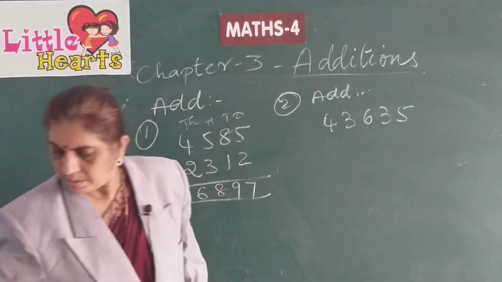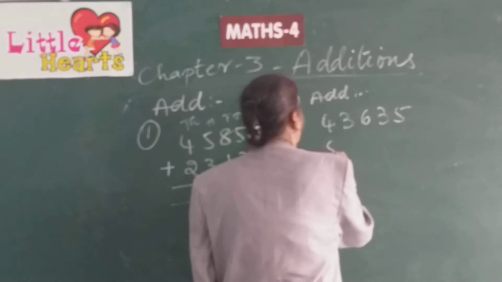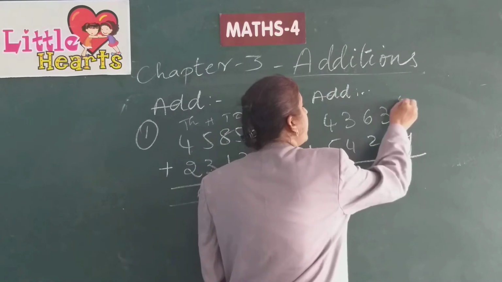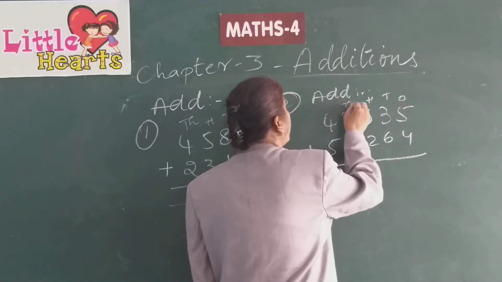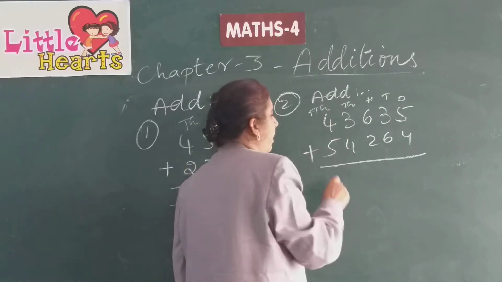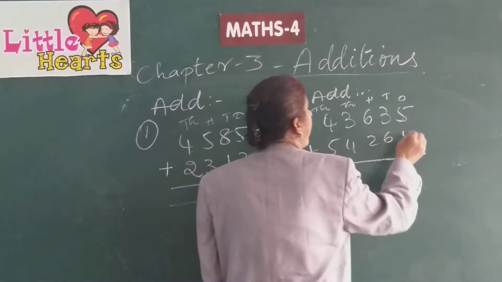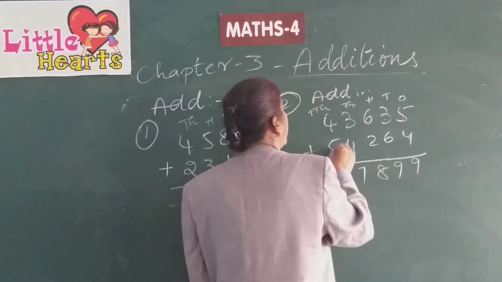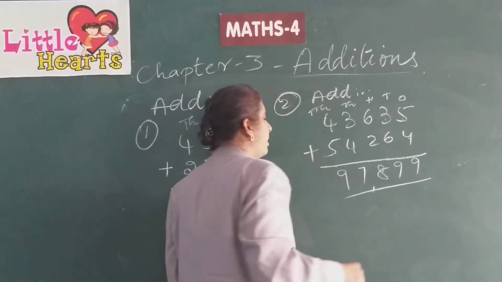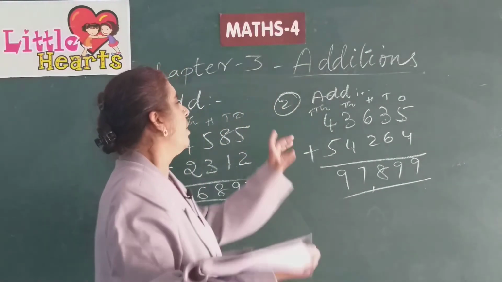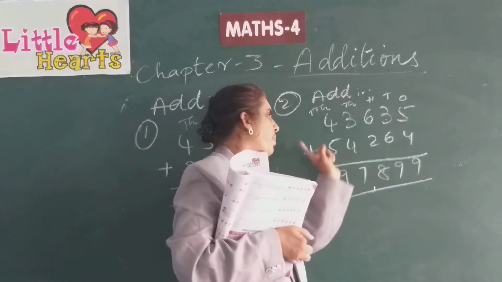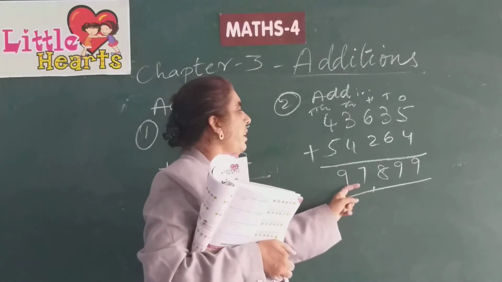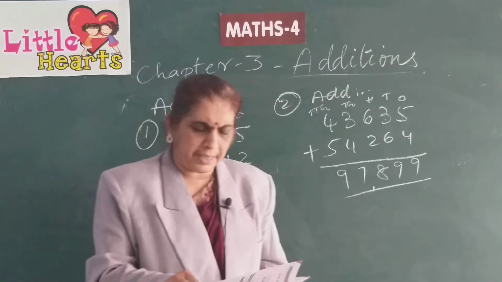Add 43,635 and 54,264. Ones, tens, hundreds, thousands, 10,000s. We are adding two 5-digit numbers. 5 plus 4 is 9, 3 plus 6 is 9, 6 plus 2 is 8, 3 plus 4 is 7, 4 plus 5 is 9. 43,635 plus 54,264. The result is 97,899.